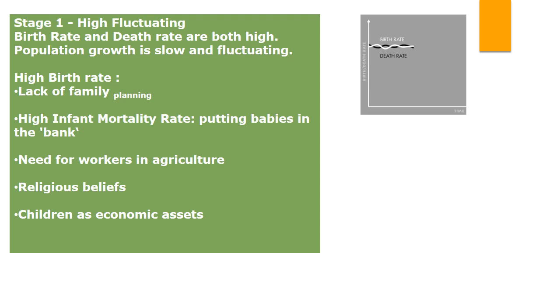Let us see the reason behind this high birth rate and high death rate. High birth rate is because of lack of family planning in those times, high infant mortality rate, putting babies in the bank, need for workers in agricultural areas, and religious belief. They don't believe in planning children, and see children as an economic asset. Most families think that more hands for working means more earnings for a family. So children are an economic asset.